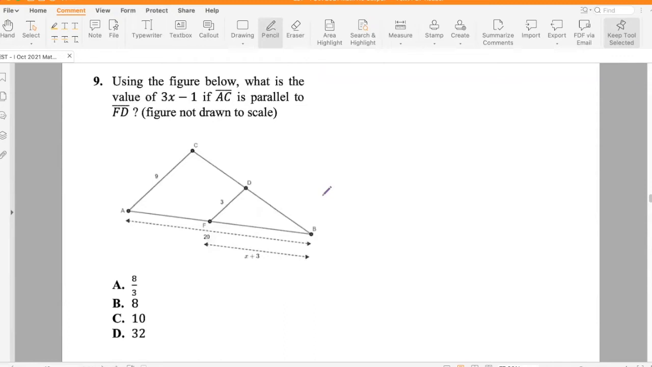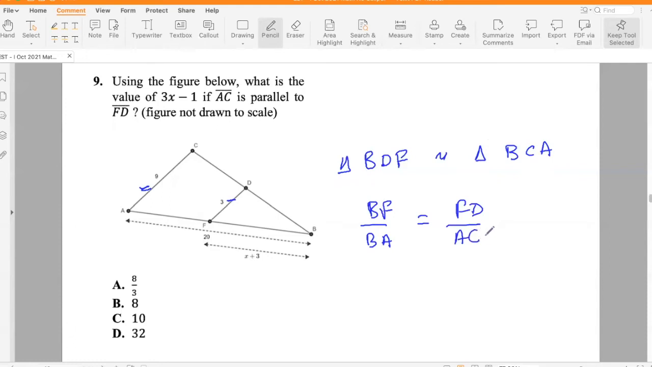Using the figure below, what is the value of 3x minus 1 if AC is parallel to FD? Okay, so if AC is parallel to FD, then triangle BDF will be similar to triangle BCA, right? So then I can say that BF by BA should be equal to FD by AC by the property of similar triangles. So x plus 3 by 20 is equal to 3 by 9, which is 1 by 3.